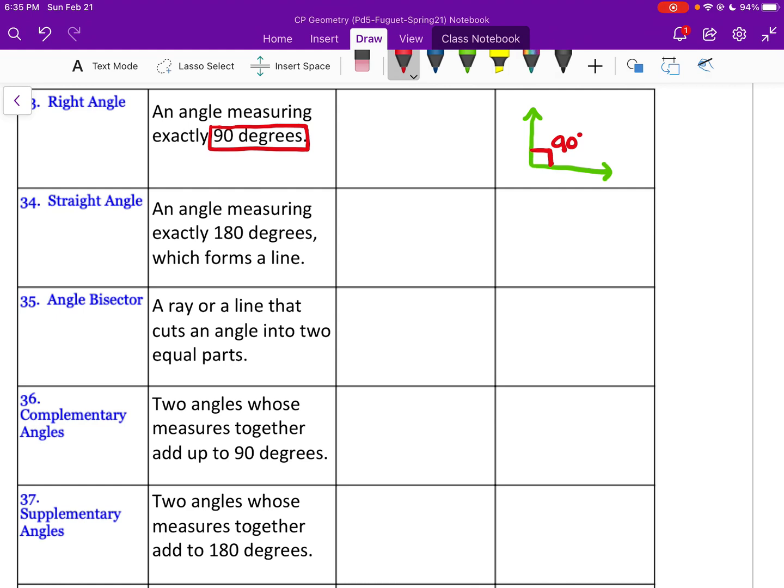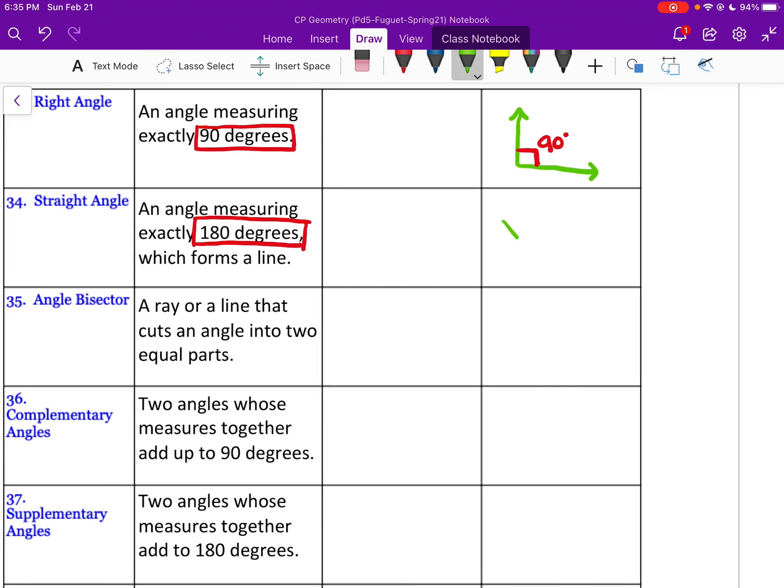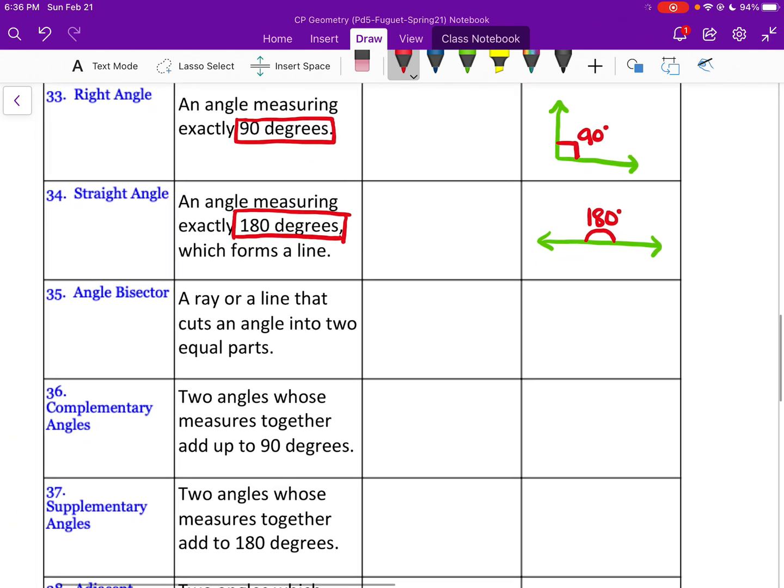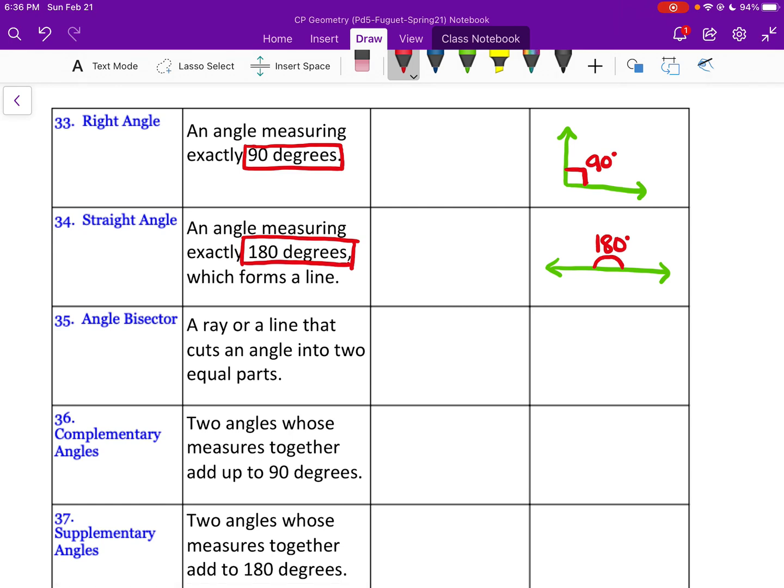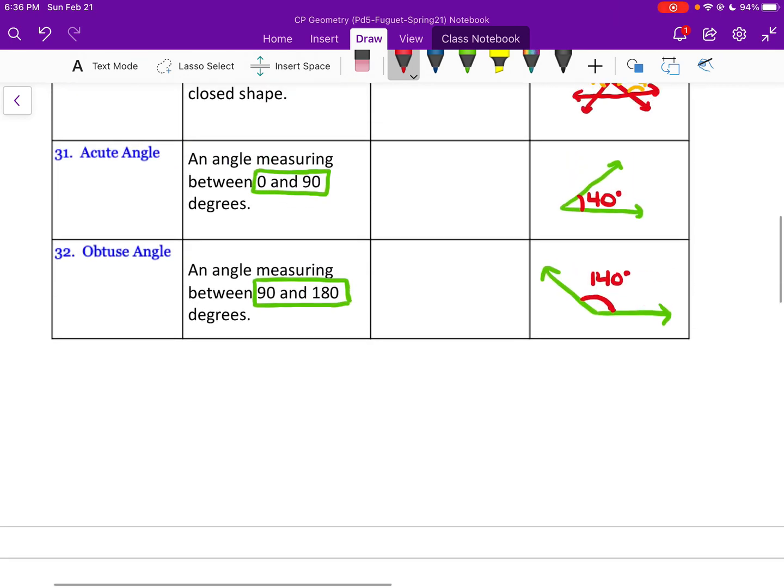34 is called a straight angle. You might have heard of this before. If not, that's okay. It's going to be an angle that measures exactly 180 degrees. So think about an obtuse angle. A straight angle is a perfectly straight line, and the angle that's formed is really like the rotation right there. So 180 degrees. Again, a right angle has to be exactly 90. A straight angle has to be exactly 180. Obtuse and acute can be between 90 and 180 and between 0 and 90.